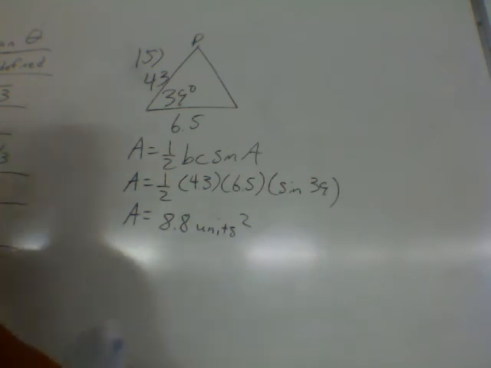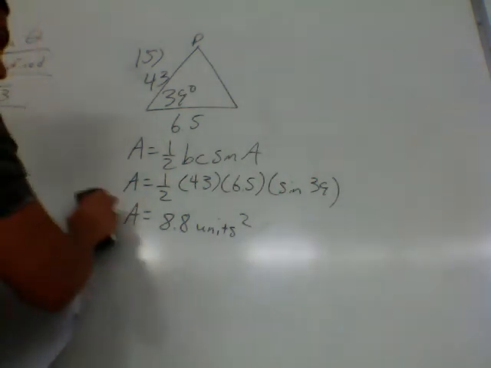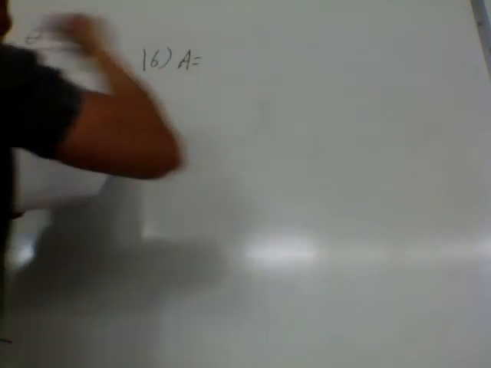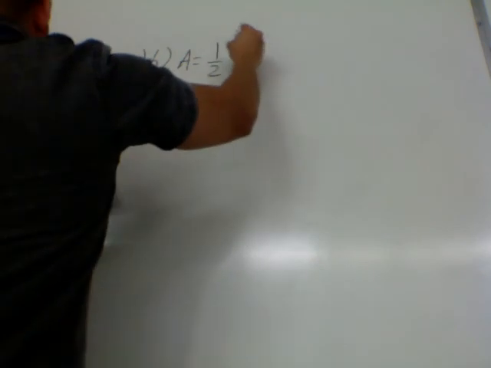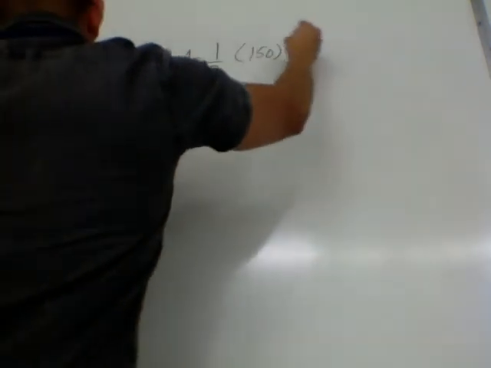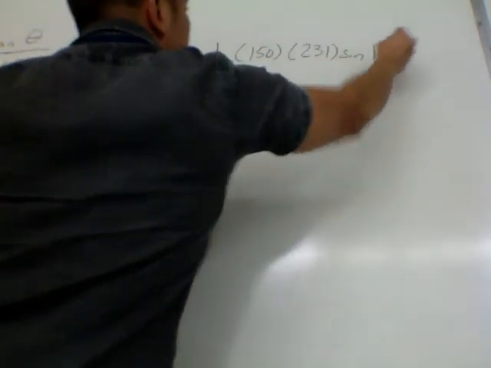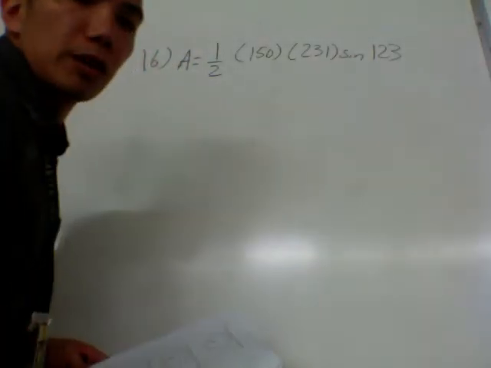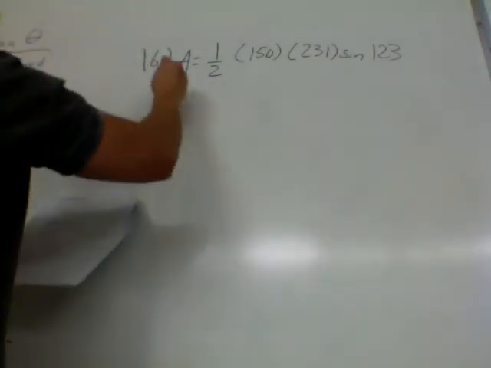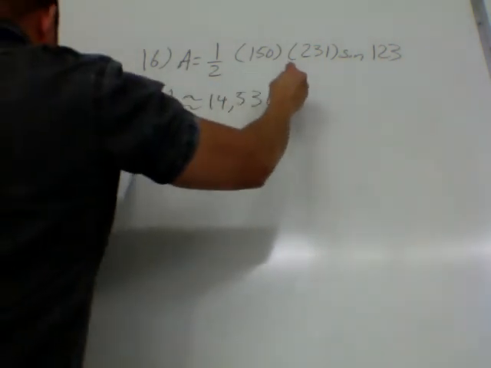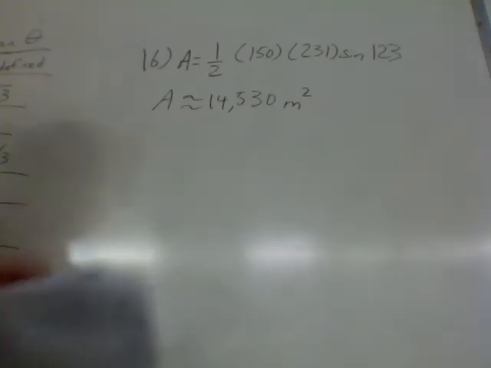Number 16. Number 16 is the same exact problem. So 16, it should be your formula. I'm not going to draw it. I'm just going to tell you what it is. 1/2 times 150 times 231 times sine of 123. Okay. And I think when you plug this into the calculator, you should get the area is around 14,530 meters squared.